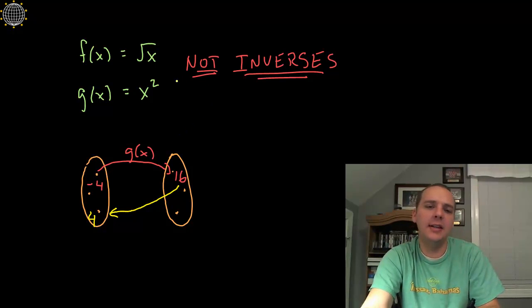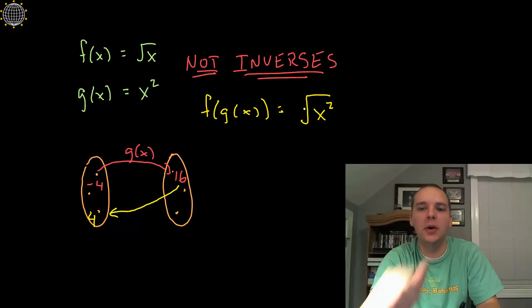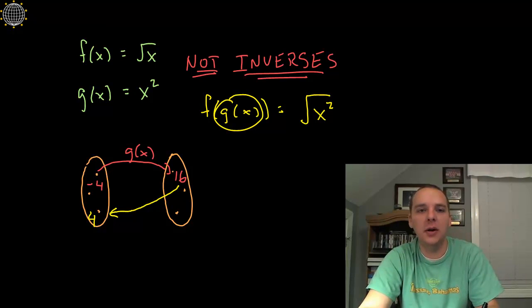Now, how do you see that? Because on the surface it looks like if you compose these two guys, you would get x, but in fact you don't. Let's take f of g of x. If we took f of g of x and composed these two guys, this would be the square root of x squared, right? Not the square root of x, but the square root of x squared.